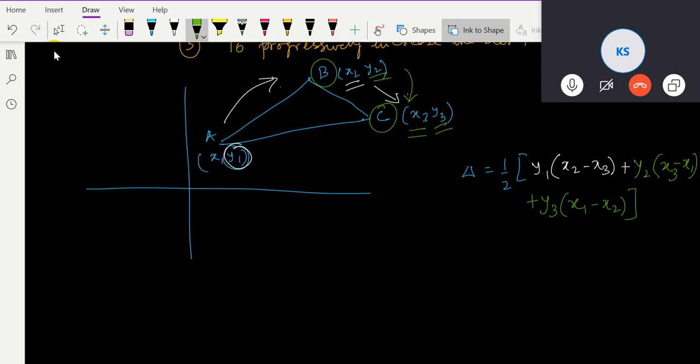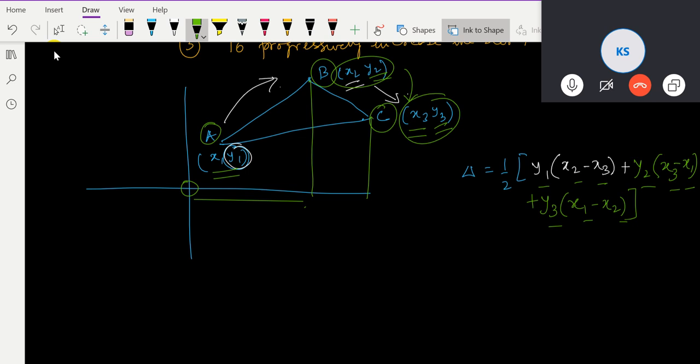So this is the logic. Another way to remember it is just to name the points sequentially. A is closest to the origin, so A would be x1, y1. B is the second point from the origin, so B would be x2, y2. And C is the farthest point, so C would be x3, y3. So the sequence is 1, 2, 3, 2, 3, 1, 3, 1, 2. You can remember it either way, whichever is convenient to you.